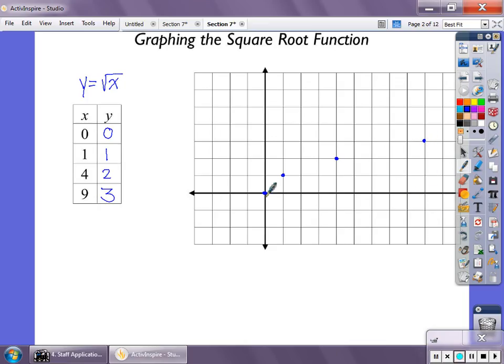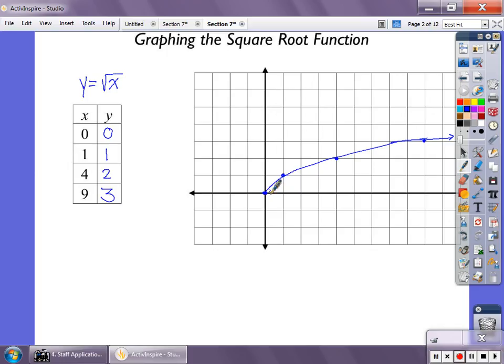Okay? And so we're going to connect these points with a nice smooth curve. We're not going to draw straight lines, but just a nice curve. Oops, I kind of missed that one right there. I'm going to come back and try to get that just a little bit nicer. Okay? And that's basically what your square root function looks like. It's this curve right here.